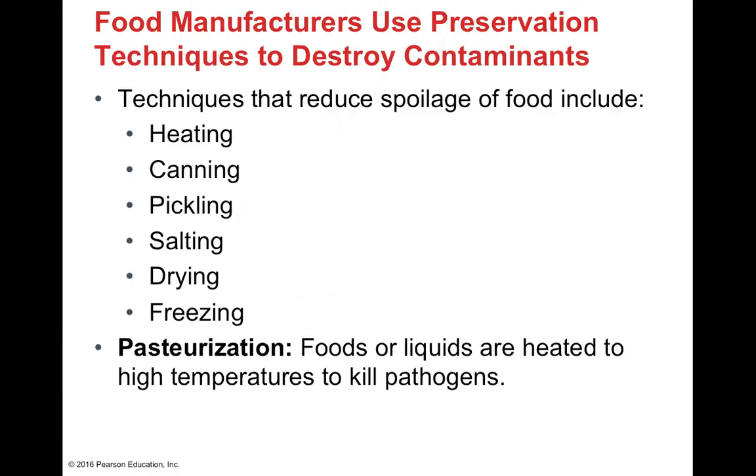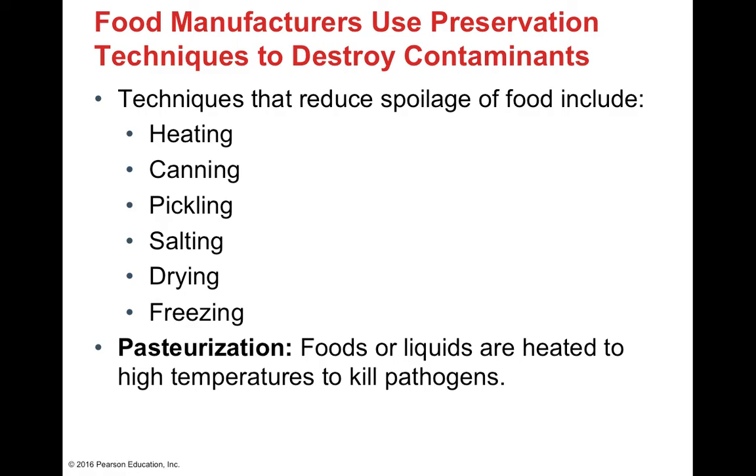Now, there are multiple different techniques that we can use to help reduce the spoilage of food. And we've used many of these techniques way prior to the Food Safety Initiative. That includes things like heating our food up to higher levels, canning our food, pickling our food, so we can use brine, or we can also use high salts, drying or freezing our food. Another technique that we use quite often is called pasteurization. Pasteurization was invented by Louis Pasteur.